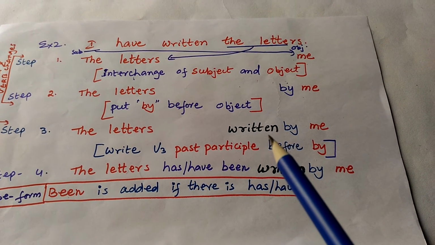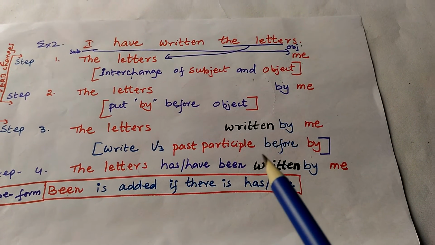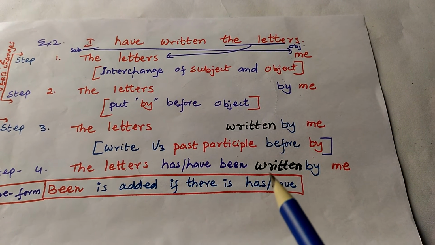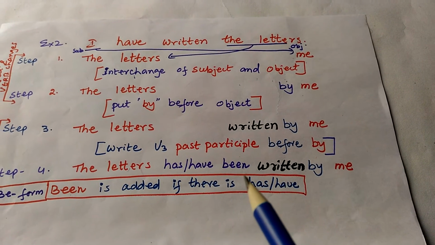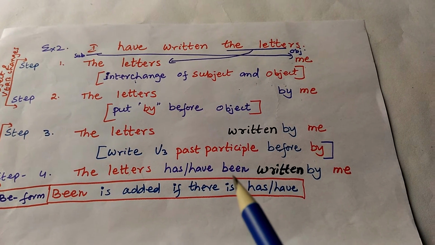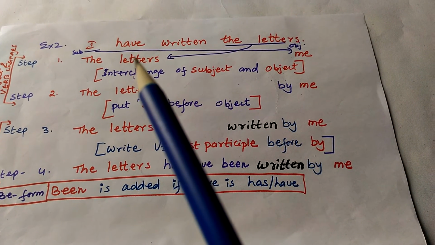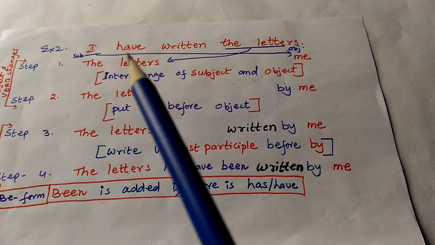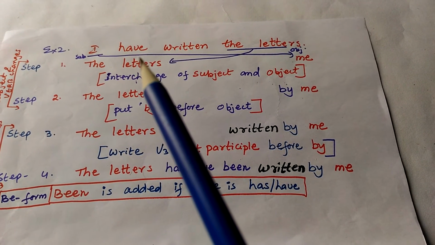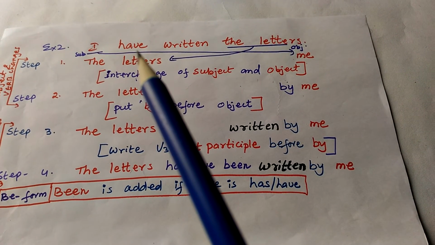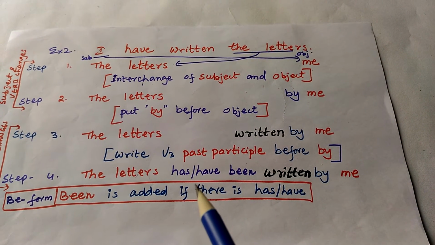This is the third change. And the fourth change is that before verb 3, that is the past participle, we have to write an appropriate be form to the helping verb. Here the helping verb is have. In the question we have the helping verb have.